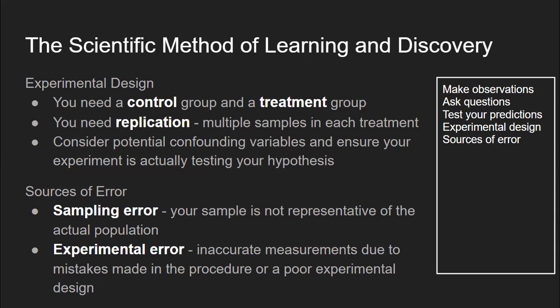Sampling error is when your sample is not representative of the actual population that you're looking at or the actual variable that you're looking at. And so sampling error is not a mistake. It's not something wrong with the experiment. It's just that the sample itself was not representative of the population.